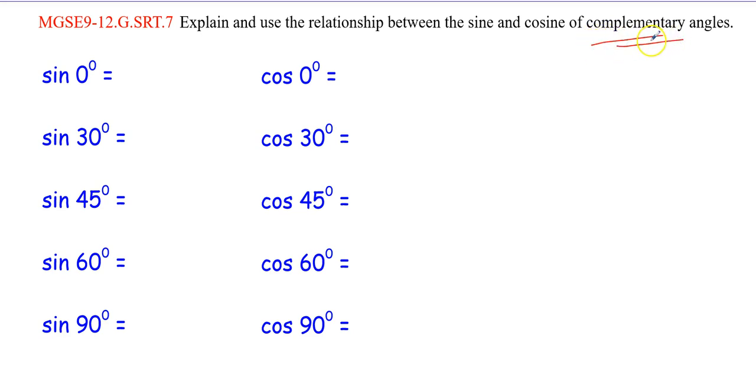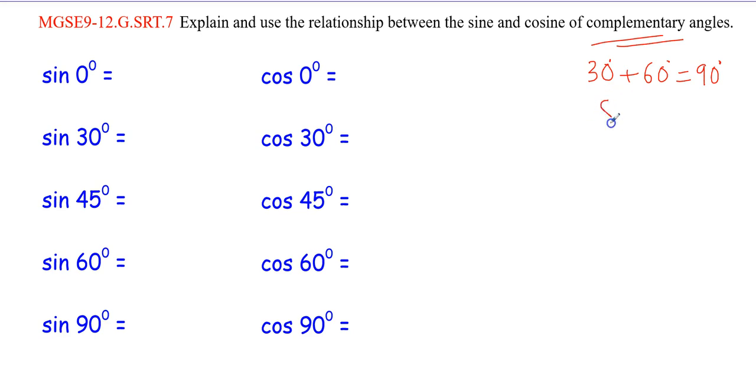First, what are complementary angles? The complementary angles are those whose sum is equal to 90 degrees. The basic example is 30 and 60 degrees. These two are called complementary angles because 30 plus 60 is equal to 90.